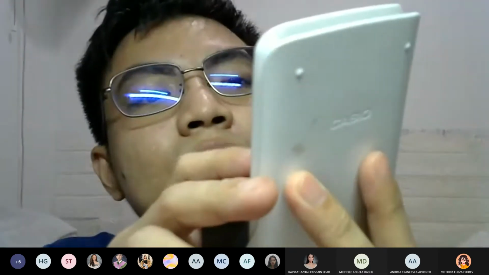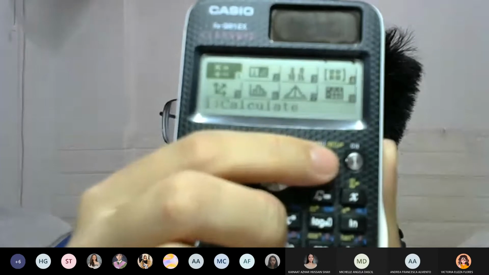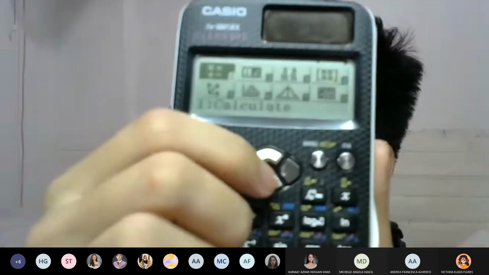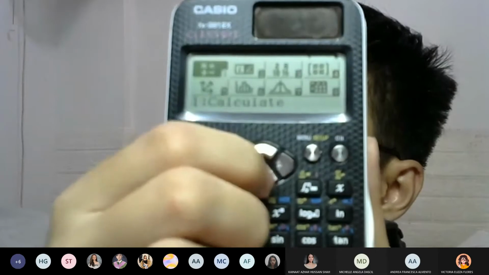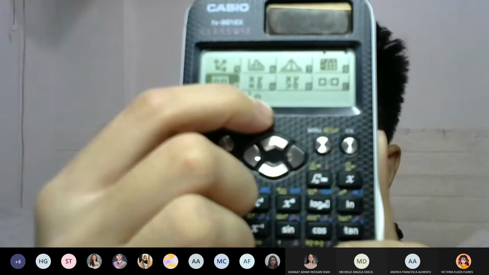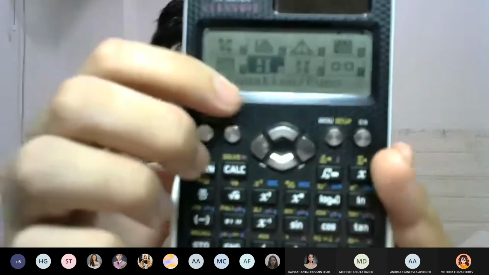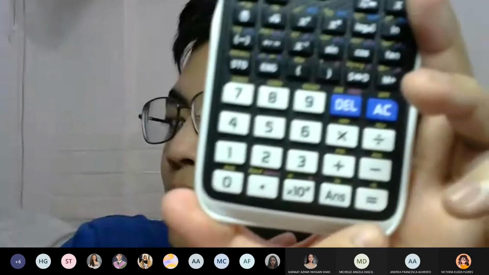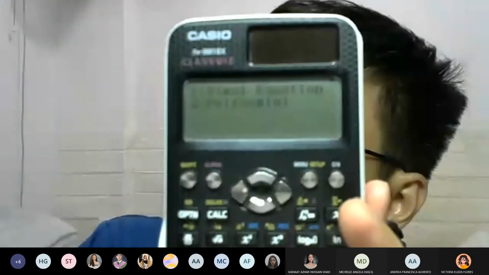So, this is a ClassWiz. So, 991EX. So, di ba, you need to press, wala siyang mode eh. So, you need to press menu. And then, marami dyong nakalagay, no? You need to scroll down. So, press this down button twice. And then, may makikita kayong xy equals 0. Ayun yung equation. Okay, equation function. Yung letter A. To select it, you need to press the equal sign.